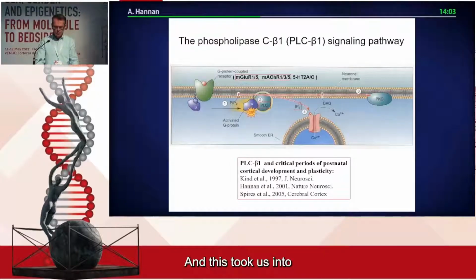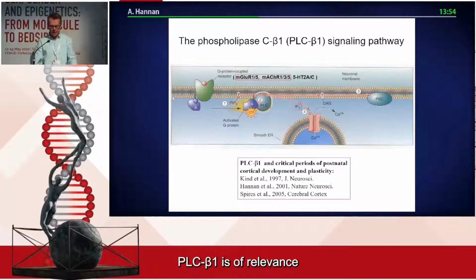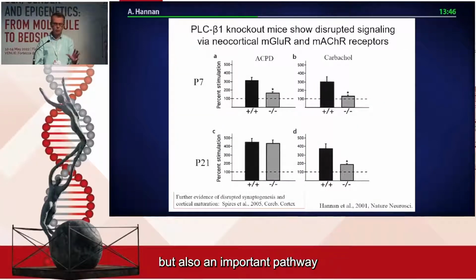And this took us into interest in this pathway, and we think particularly metabotropic glutamate receptor 5 signaling onto PLC beta 1 is of relevance to the pathogenesis of schizophrenia, as are many other pathways, but also an important pathway in experience-dependent maturation of the brain.